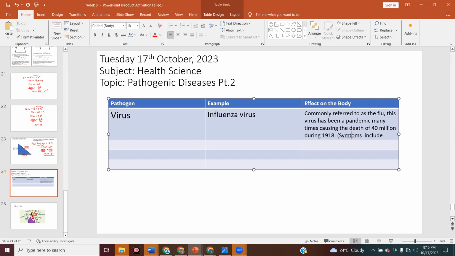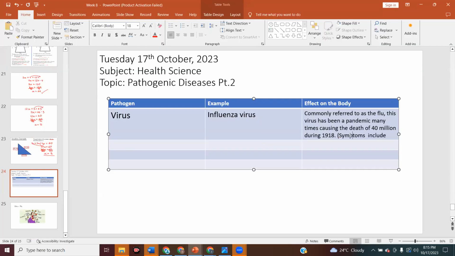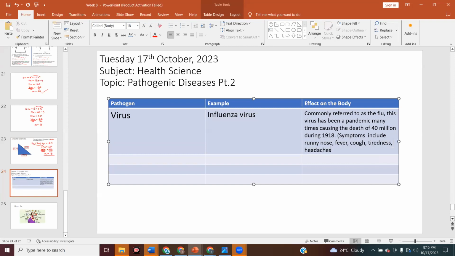So we're gonna have runny nose. No, that's not how you spell it. It's with SYMP. Oh wow. Okay. So symptoms include runny nose. What else? May have a fever, cough, tiredness, headaches, sore throat, body aches.